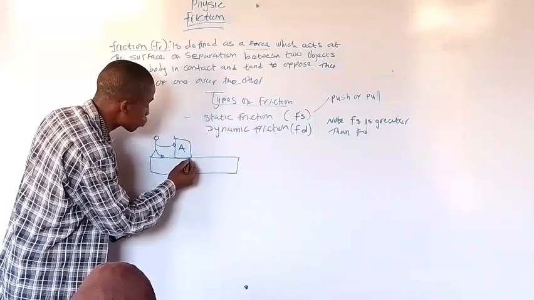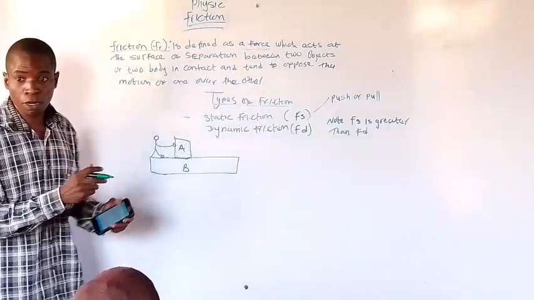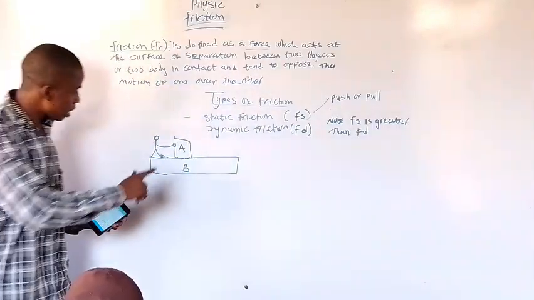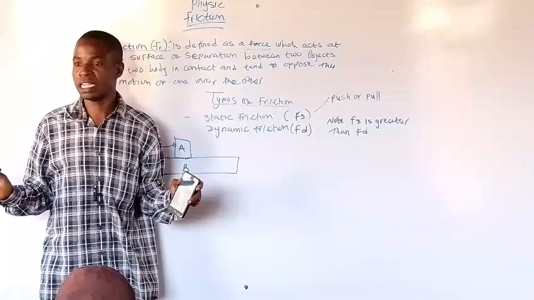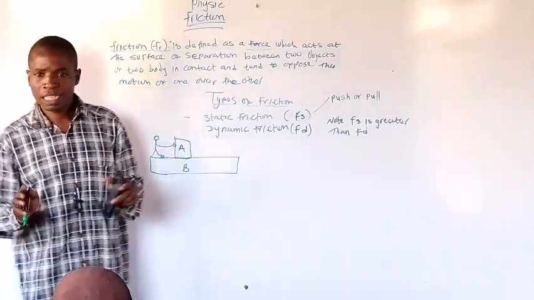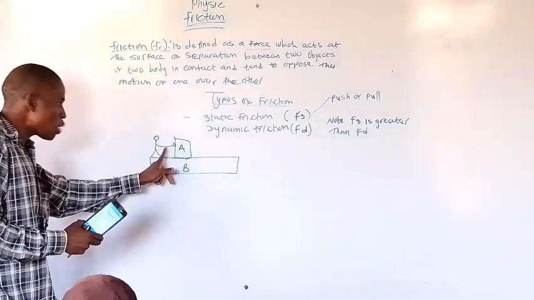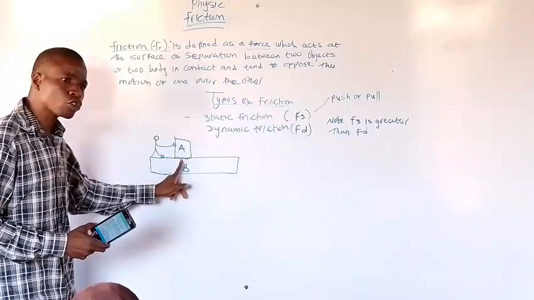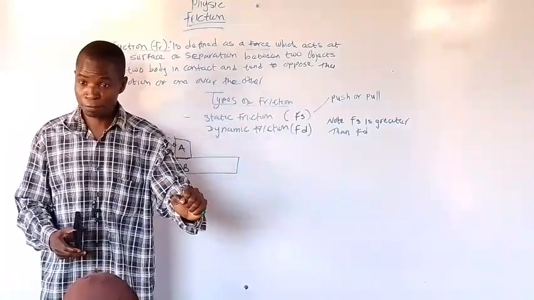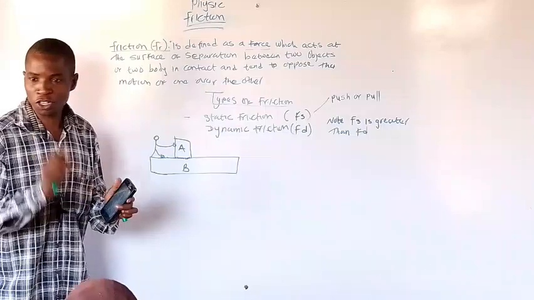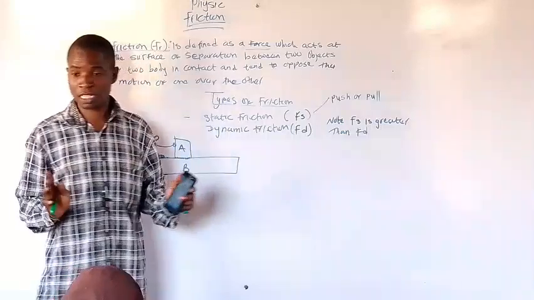Now, if the surface between them is rough, what will happen to body A? Body A will not be able to move. What makes it not move very well is called friction. That's what we call friction. If this surface is not smooth, the force cannot be applied very well. But if the surface is very smooth, you just use a small force and body A will move. Very simple, as easy as ABC.